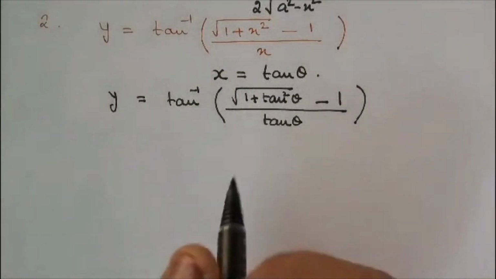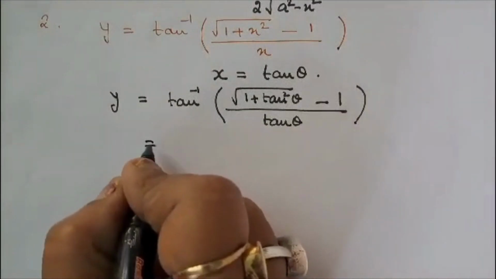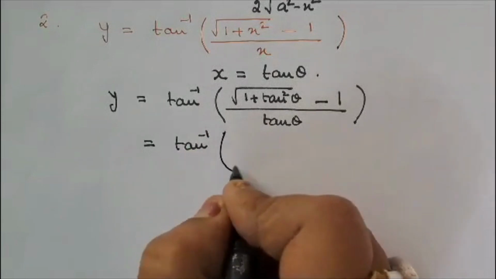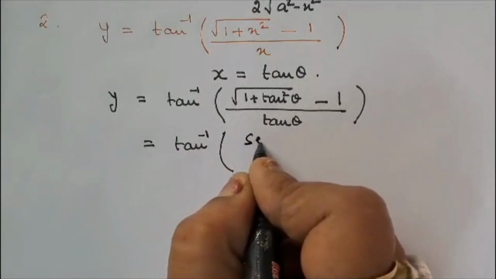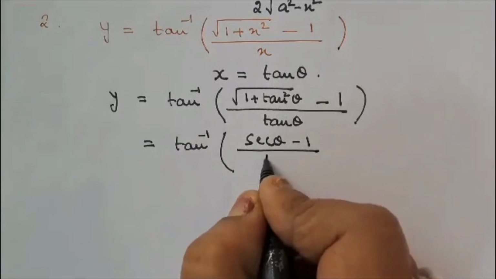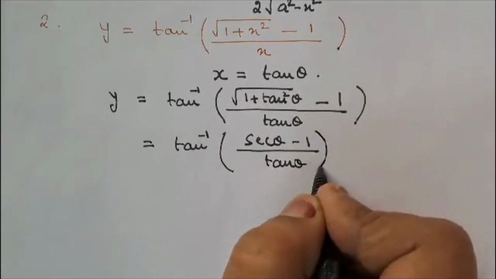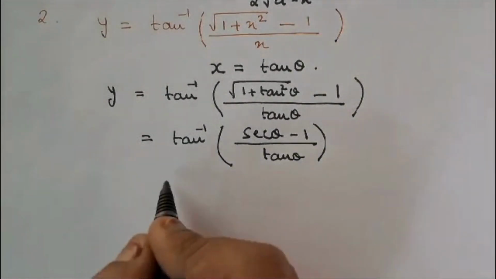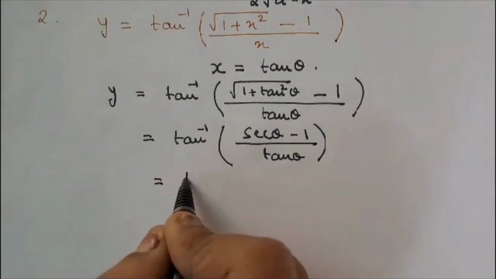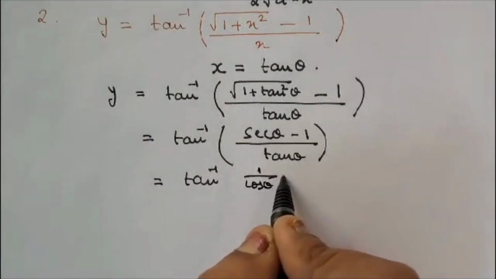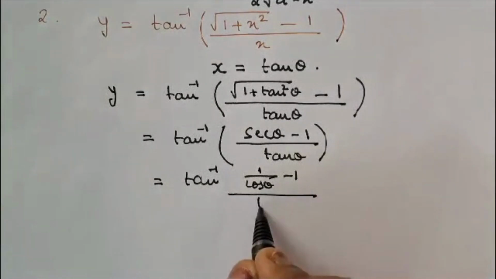Now 1 plus tan square theta is sec square theta. So root of sec square theta gives you sec theta. So it becomes tan inverse of (sec theta minus 1) by tan theta. Now this sec theta I can write as 1 by cos theta. So tan inverse of (1 by cos theta minus 1) whole by tan theta.